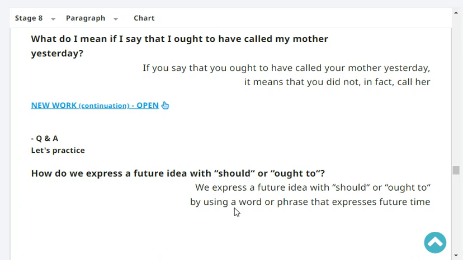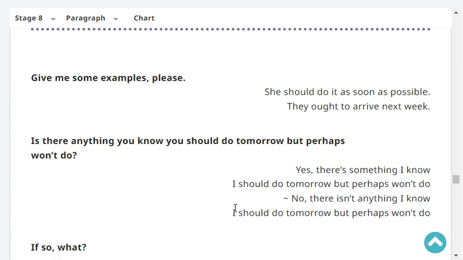How do we express a future idea with should or ought to? We express a future idea with should or ought to by using a word or a phrase that expresses future time. Very good. Give me some examples, please. You should do it as soon as possible. They ought to arrive next week. Very good.